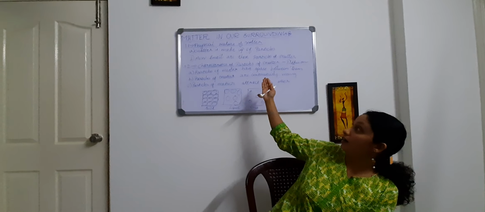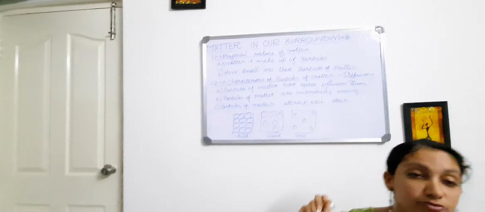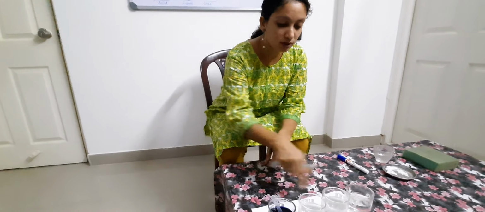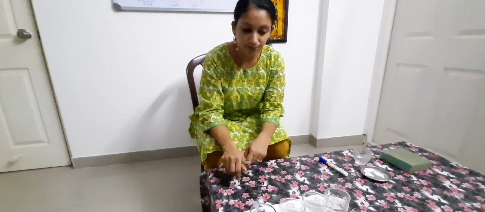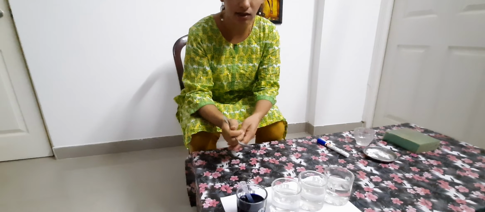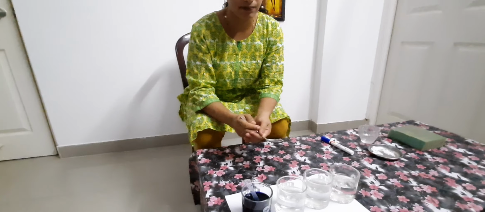So this is the first activity, and the second activity is how small are these particles of matter. So we have 4 glasses here with water. For doing this activity, in your book it is given potassium permanganate or Dettol. If you don't have these two, you can do it with what I have used here, the blue color ink.